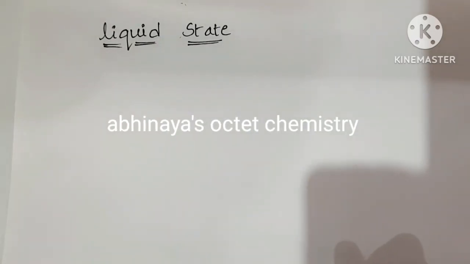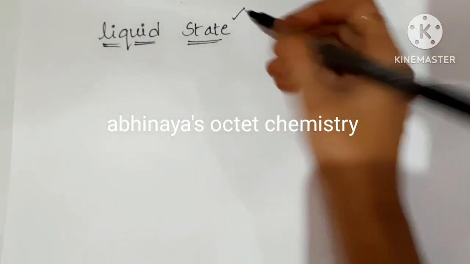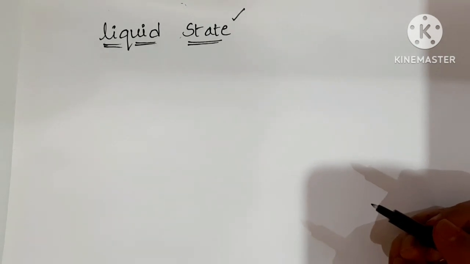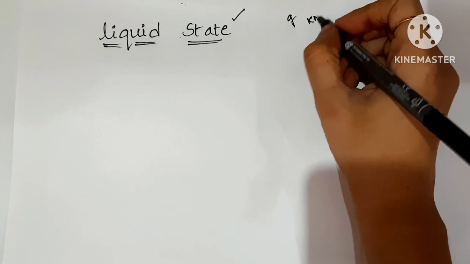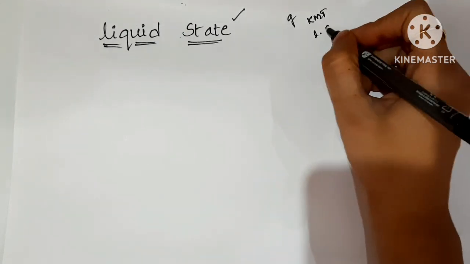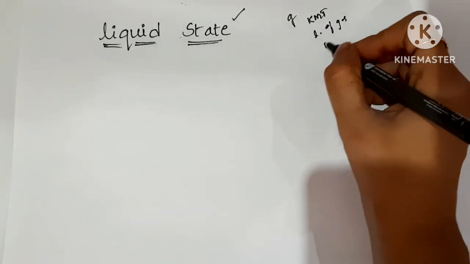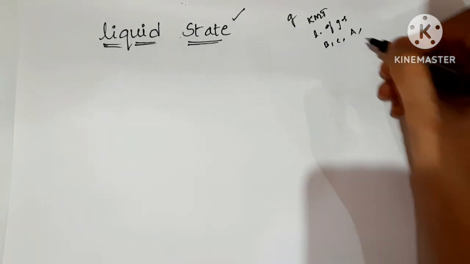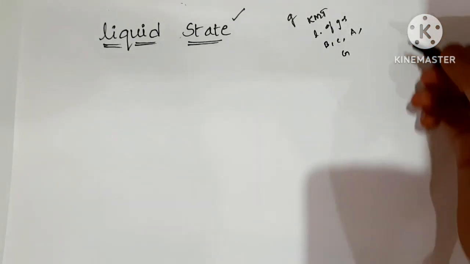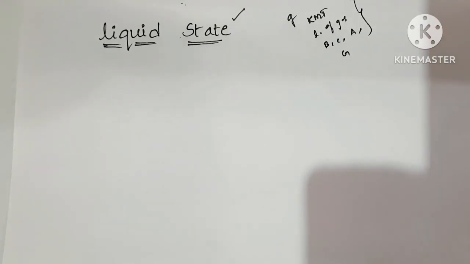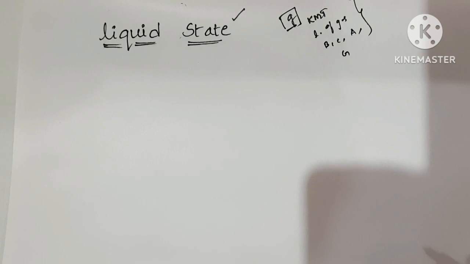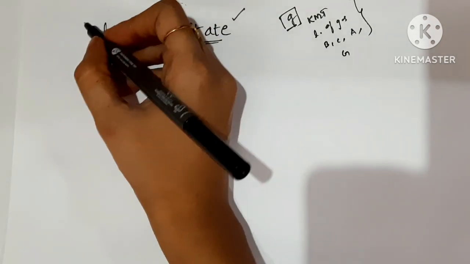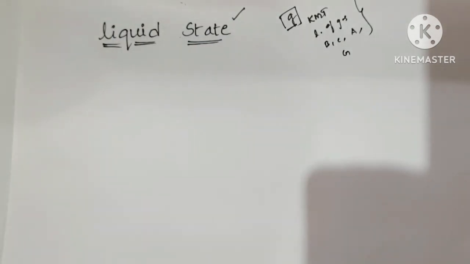Today I am going to explain about liquid state. In my last video I already explained about gaseous state: kinetic molecular theory, liquefaction of gas, and Boyle's law, Charles' law, Avogadro's law, Gay-Lussac's law. All these laws and theories explain about gaseous state. Now I am going to explain about liquid state. This is part of states of matter.